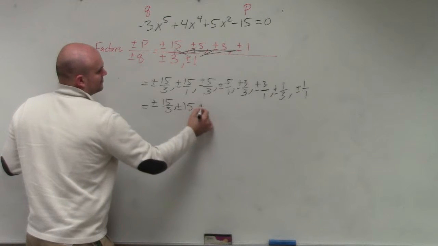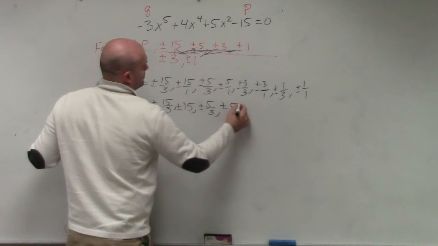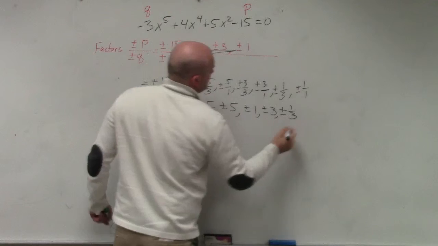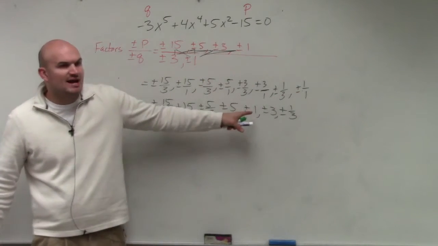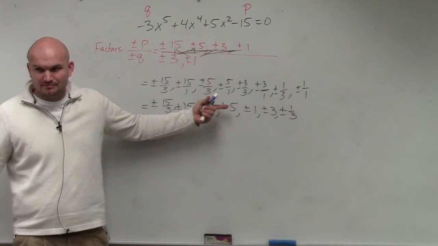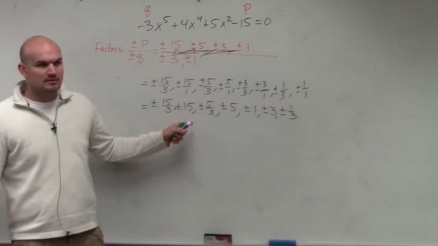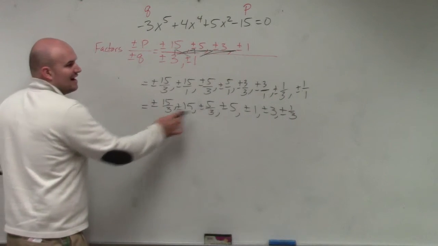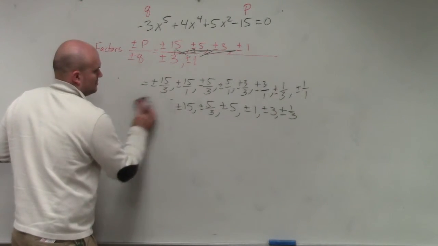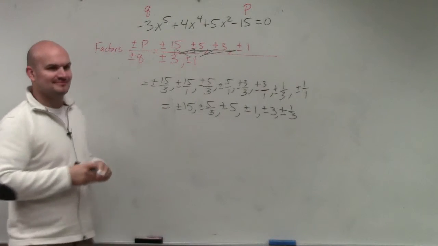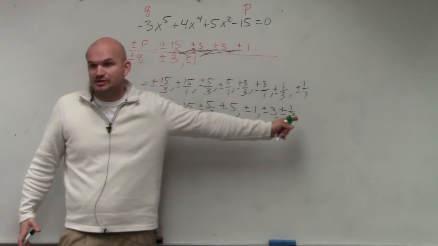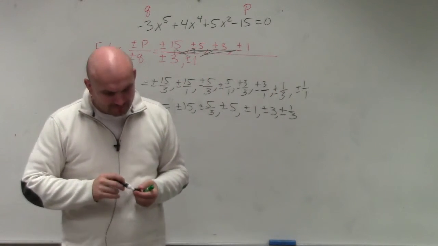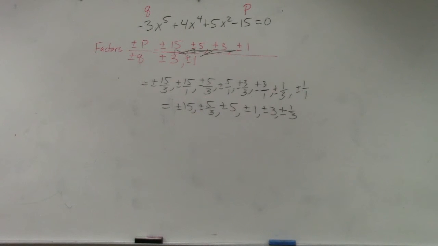15 over 1 is just 15. Three over 3 is 1. And you guys see how 1 over 1 is 1, but I already have 1, right? So I don't need to write it twice. Does everybody see that? So this is just the simplified form. Oh, good idea. 15 over 3 is what? 5. I already have 5, right? Good. Thank you. So these are all the possible rational zeros. There's a couple duplicates in there, but that's all the possible rational zeros. OK? Now, here is the $1,000,000 question.